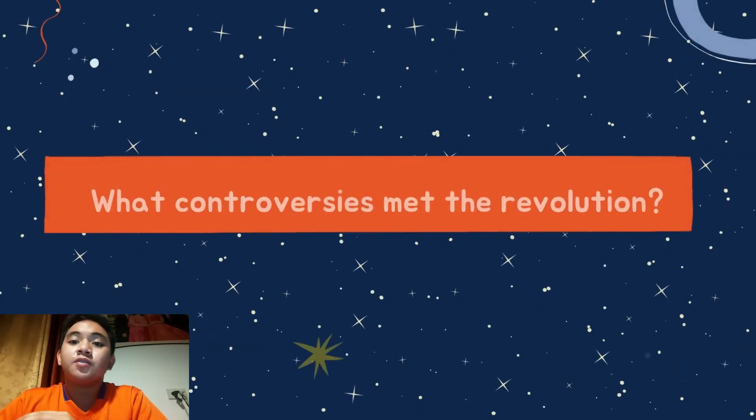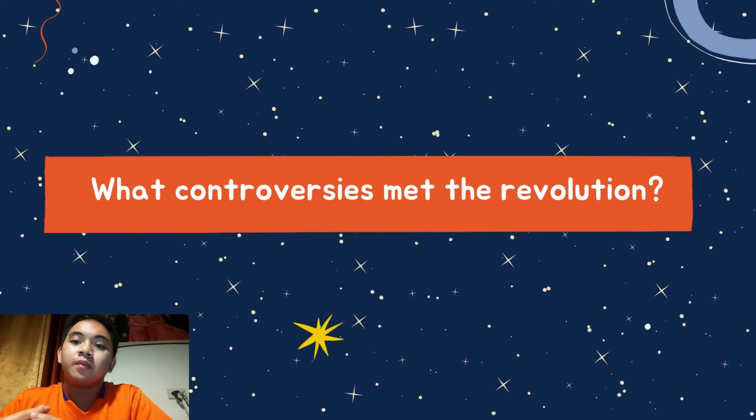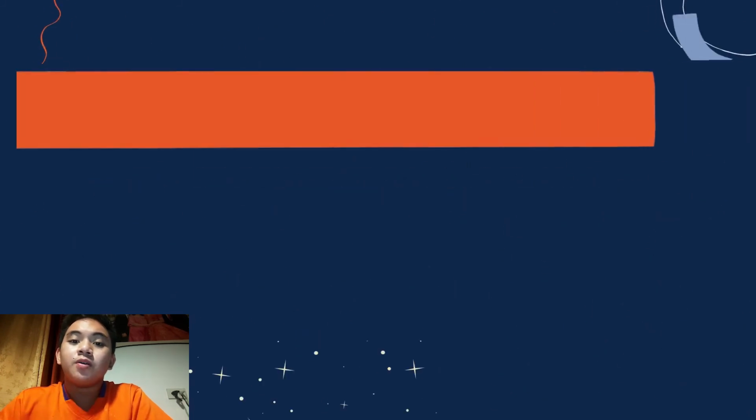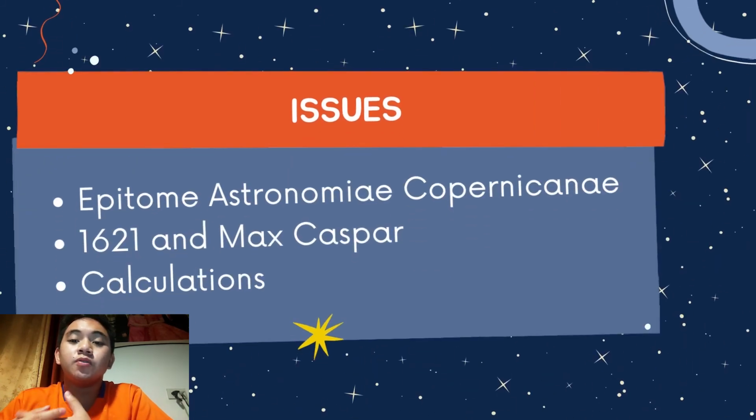So what controversies met the revolution? Johannes Kepler was commonly known for creating his most significant invention, the planetary motion, which included 3 laws. It explained that with the growth in the radius of the planet's orbit, the time it takes to orbit the sun significantly increases, according to dictionary.com. Yet there are some controversies and historians become curious about it.